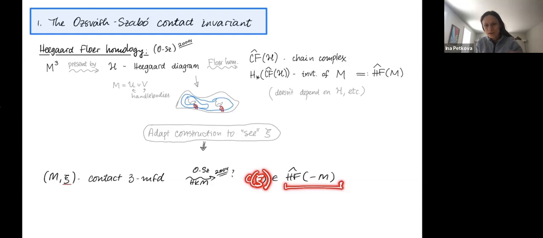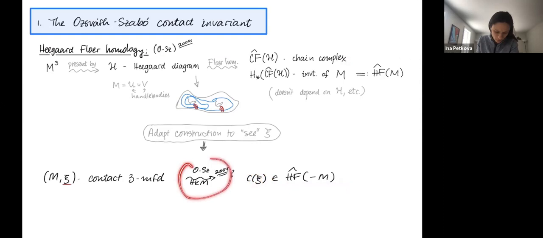Okay, that was done very soon after Heegaard Floer homology was defined. And I'm citing two sets of names here. The very first appearance of this definition was by Ozsvath-Szabo.